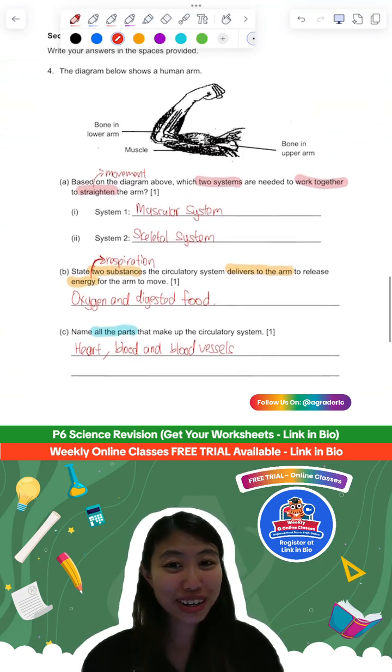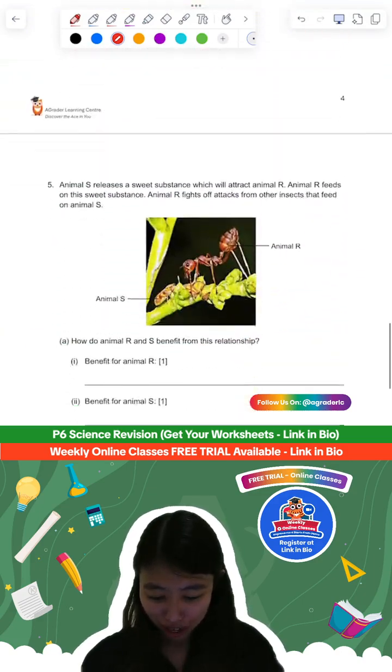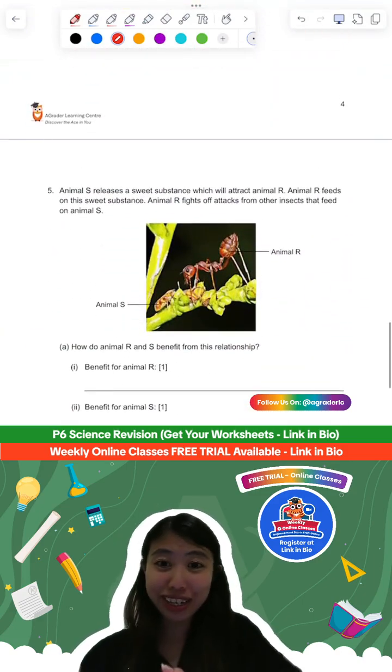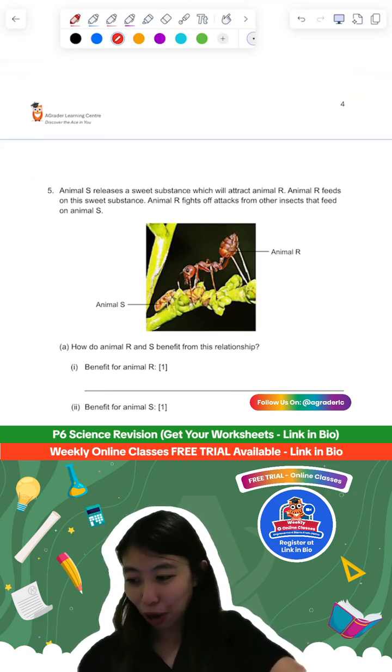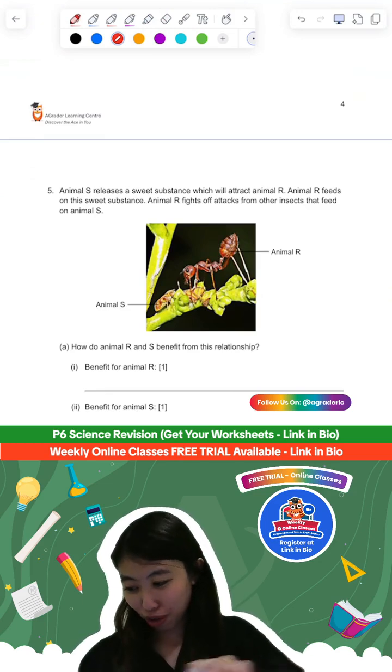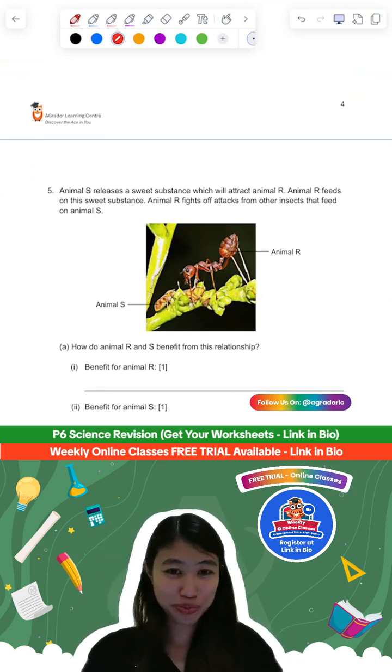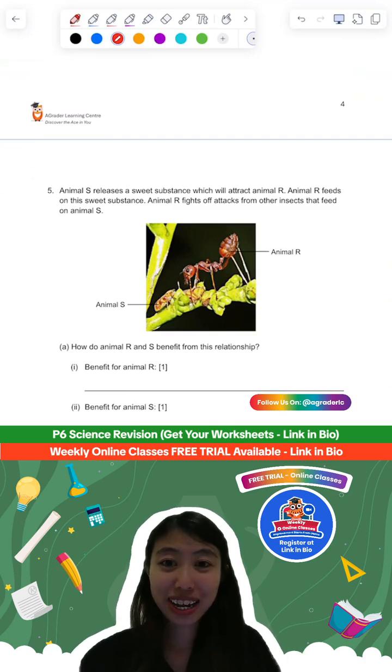Let's move on. This one is quite straightforward. This is your P6 topic about living together. Now let's look at five.